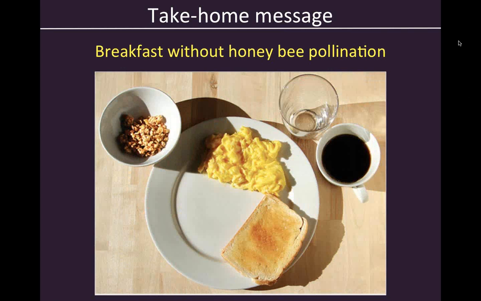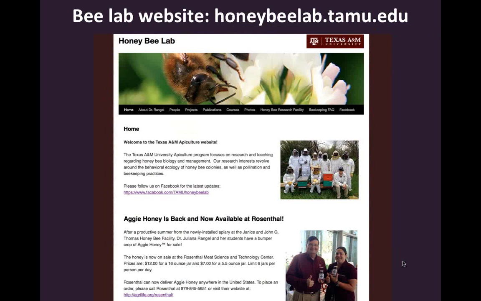And this is what the food would look like without bees. We would still be eating food: just granola, the wind pollinated crops, regular coffee, although coffee is also pollinated by bees, so maybe we should take the coffee out, eggs and wheat toast, but no diversity in our food. So anyway, I want to leave you with that.